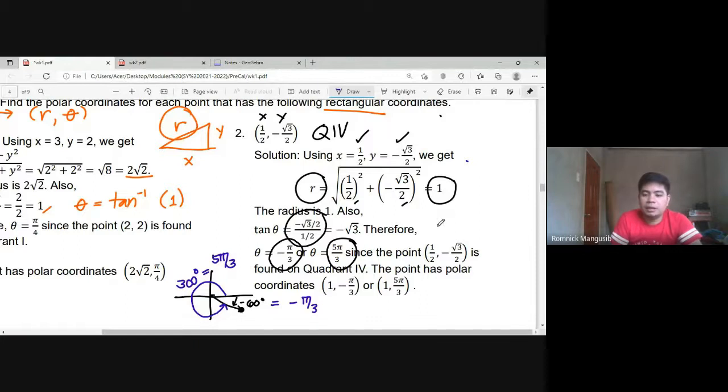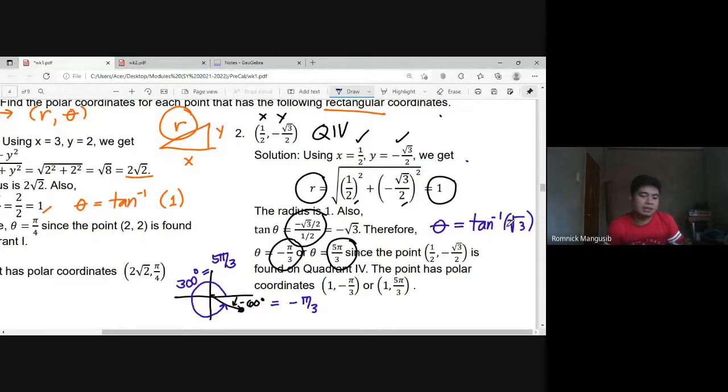Okay? And to check that out, if you have holding your calculator, ilagay ninyo arctangent of negative square root of 3 in your calculator, magpapakita dyan ay yung isa, negative pi over 3. So let's check our tangent of negative square root of 3. Okay? So ang nagpakita is negative pi over 3 in your calculator. Pero sabi ko nga sa inyo, itong si 5 pi over 3 naman ay pwede din kilalanin bilang polar coordinates kasi siya naman ang nagre-represent counterclockwise.